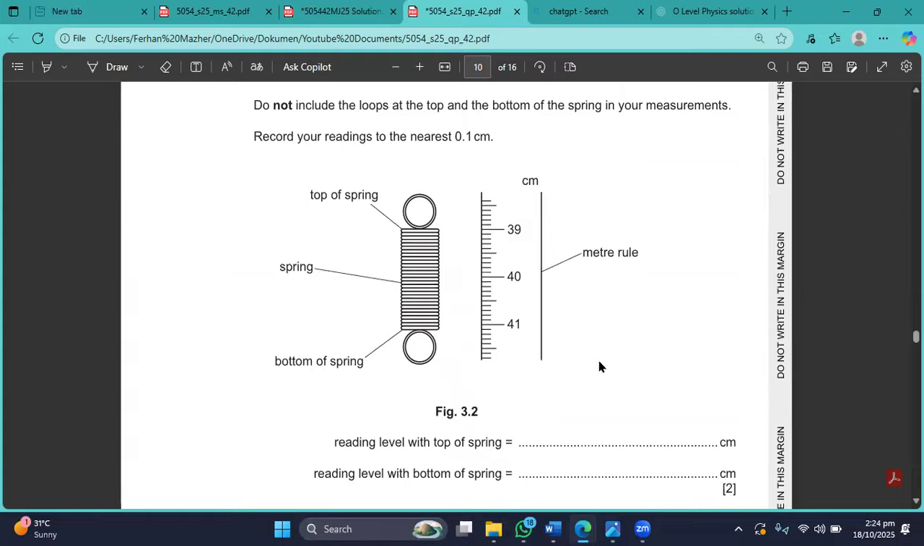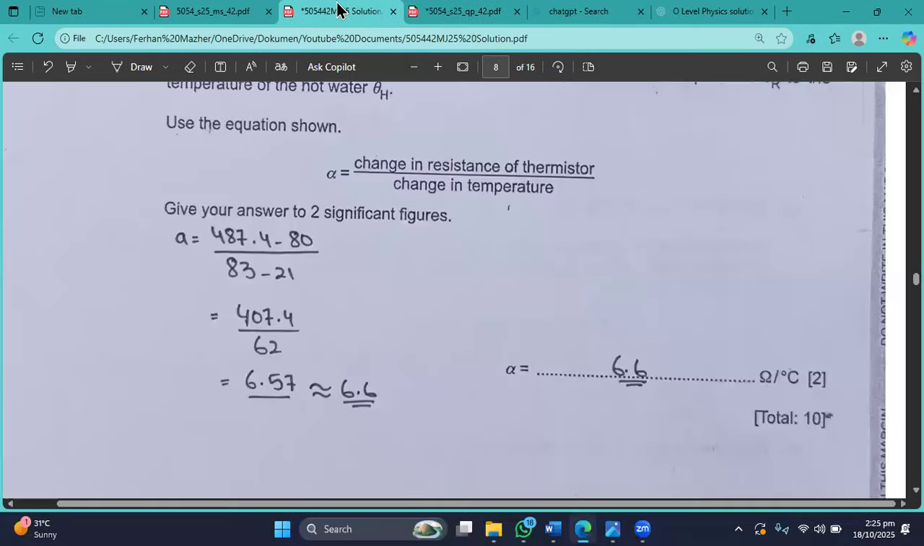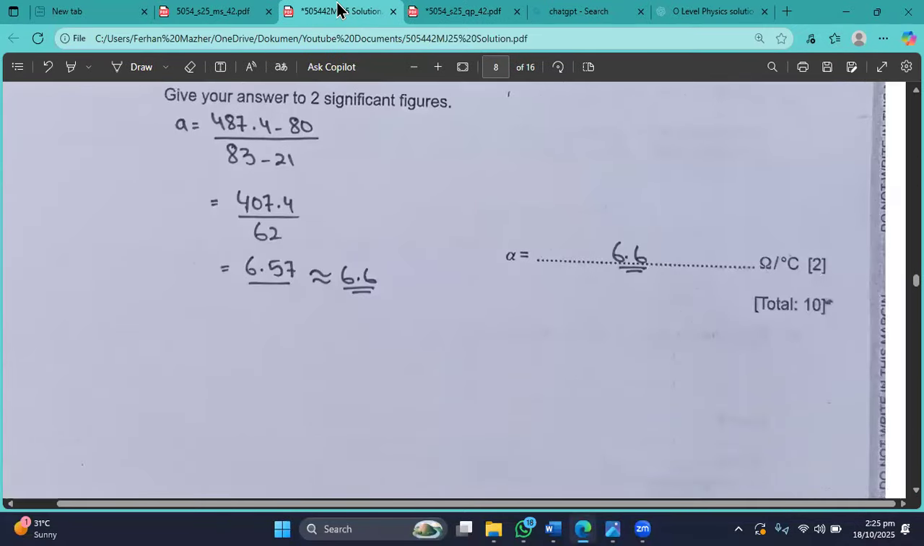So the reading level with the top of the spring and the reading level with the bottom of the spring is something like 39 something, and this is, I think, 42 something. So let me see what Fatma has noted. And here we go.